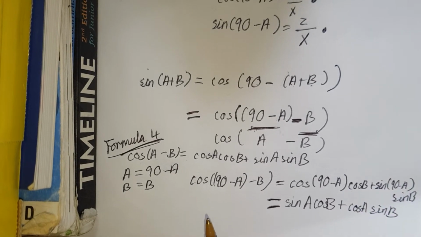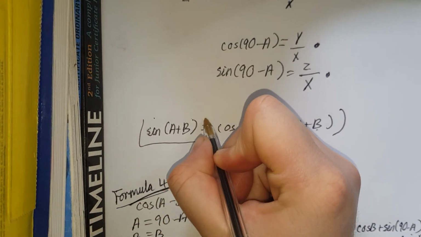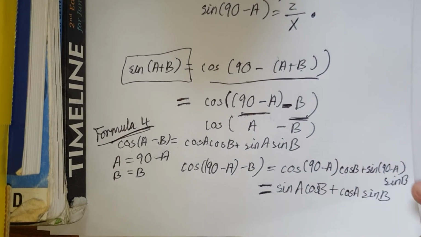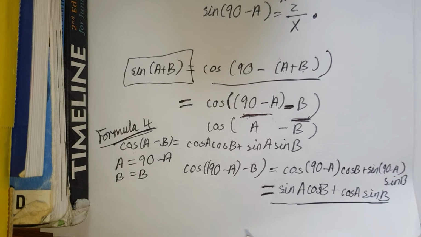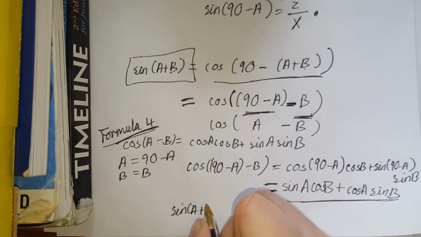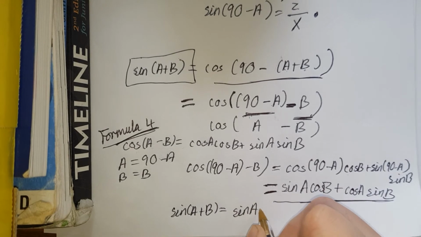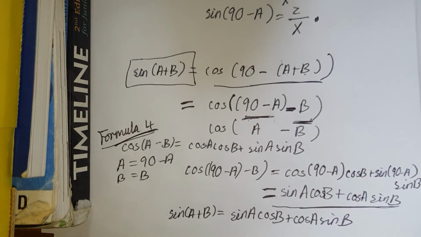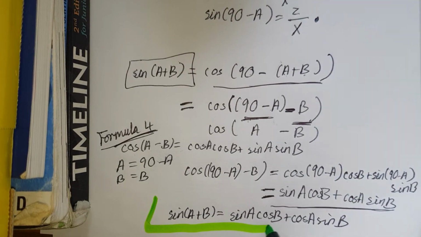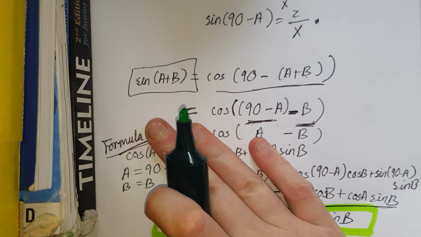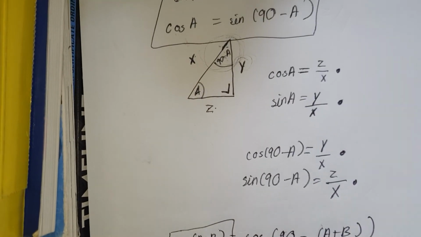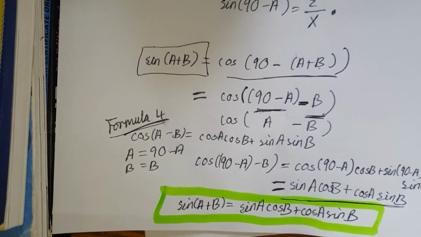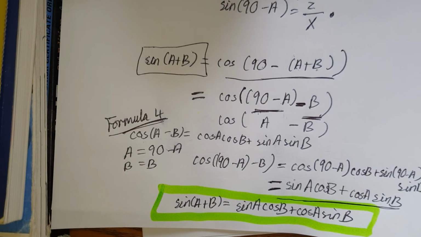So we started off with sin of A plus B, and then we let that equal to this, and then we got that equal to this here. So overall, sin of A plus B is equal to sin A cos B plus cos A sin B. And that is our proof. We don't require the explanation of the triangle here, but it just helps for your understanding. It's the bottom part that's necessary for the proof of this identity.